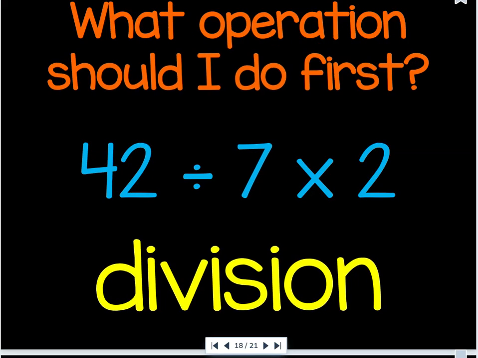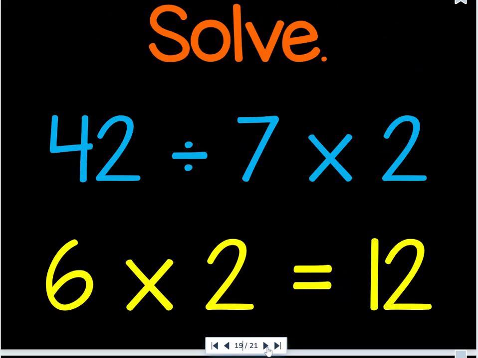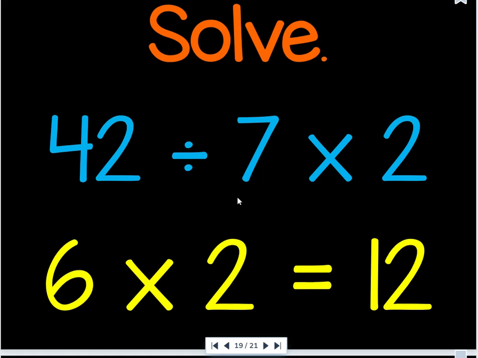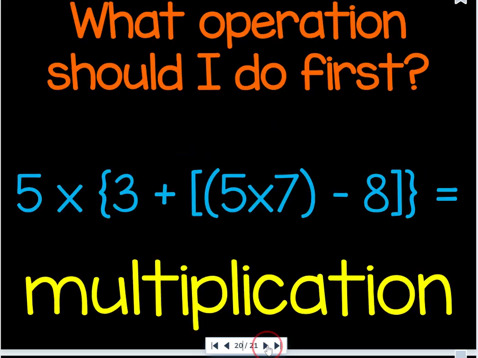What operation should I do first? So in this particular problem, I have division and multiplication. And I know from my order of operations that division and multiplication are equal. So I'm really just going to work this from left to right, whichever one comes first, and that would be division. And I would solve this problem by dividing 42 divided by 7 times 2. 42 divided by 7 is 6. 6 times 2 equals 12. If I didn't follow the correct order of operations, I might get an answer that's not correct.